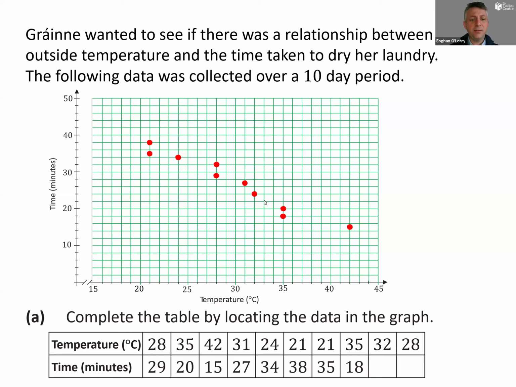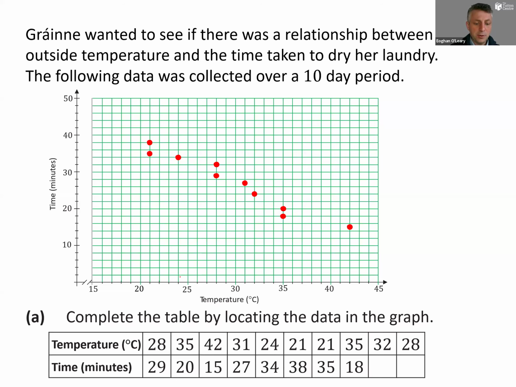Grania wants to see if there is a relationship between the outside temperature and the time taken to dry her laundry. She probably suspects that there is. The following data was collected over a 10-day period. Complete the table below by locating the data in the diagram. So I hope this is relatively straightforward for you.